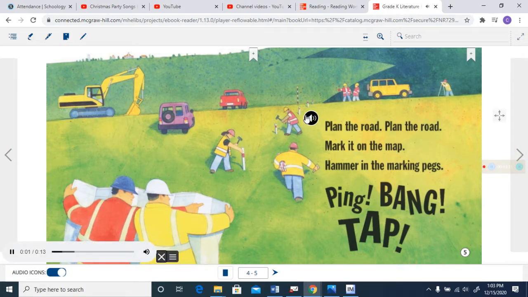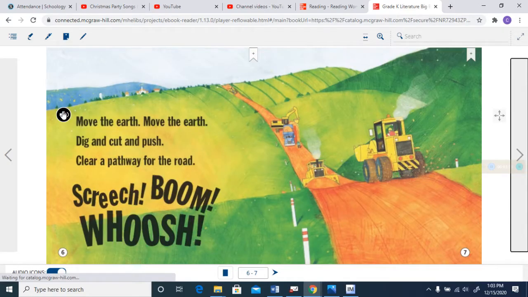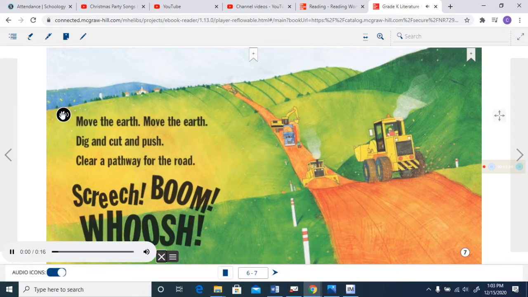Plan the road. Mark it on the map. Hammer in the marking pegs. Ping, bang, tap. Move the earth. Dig and cut and push. Clear a pathway for the road.